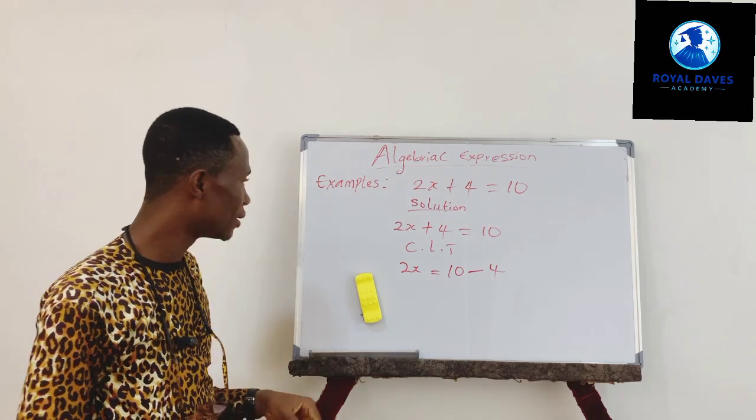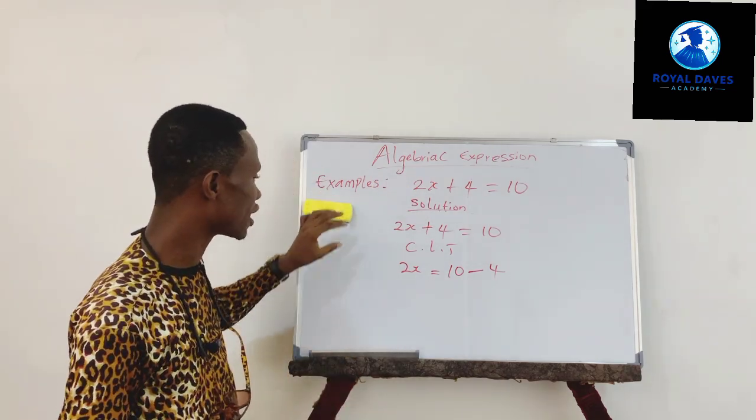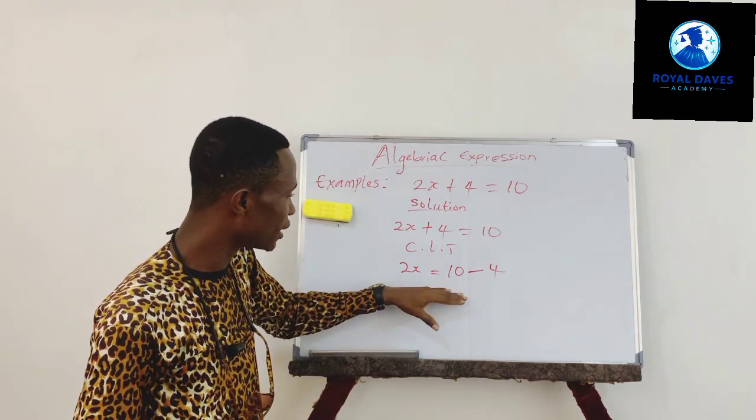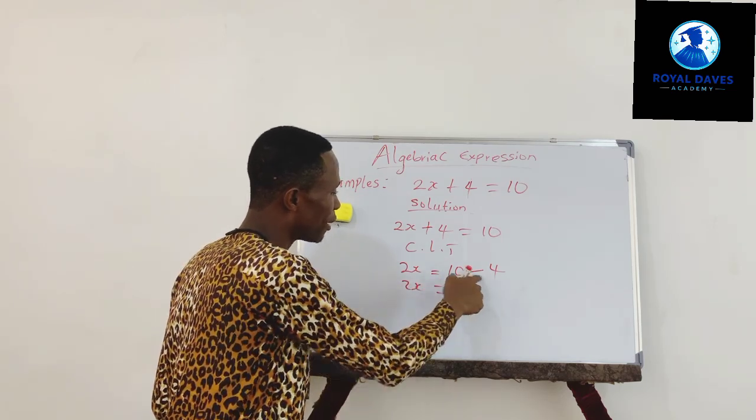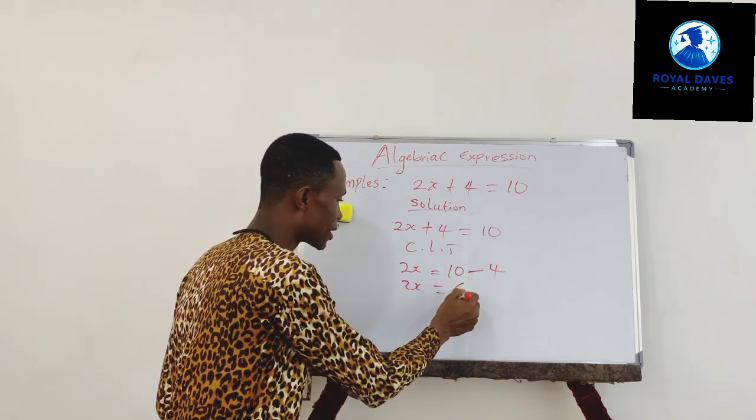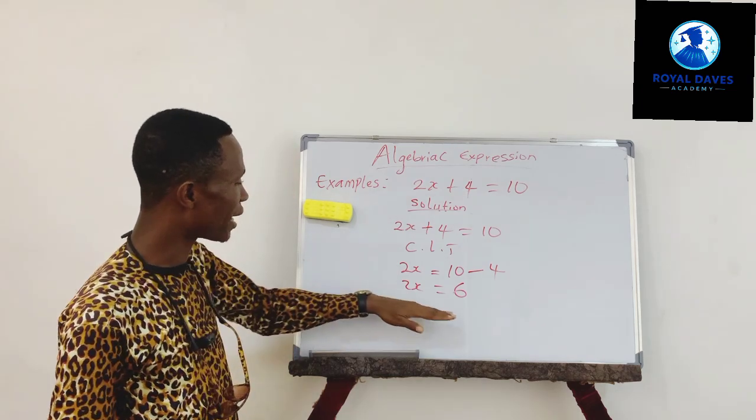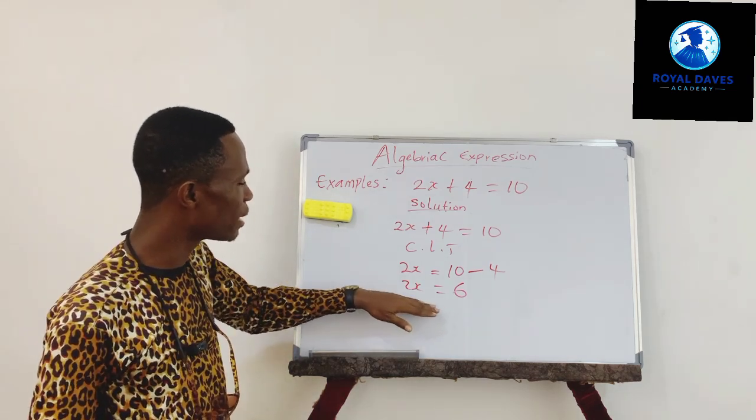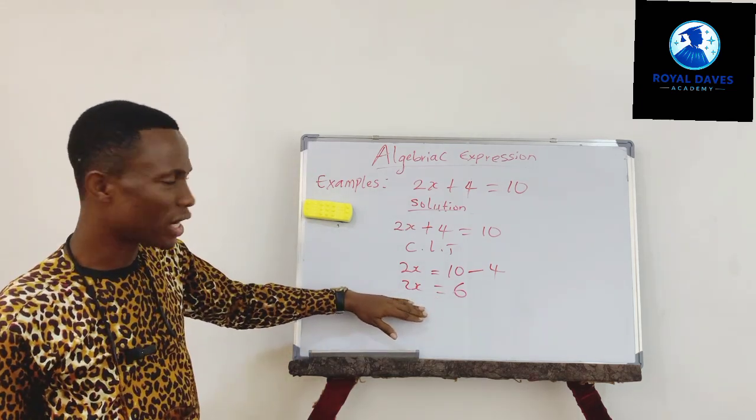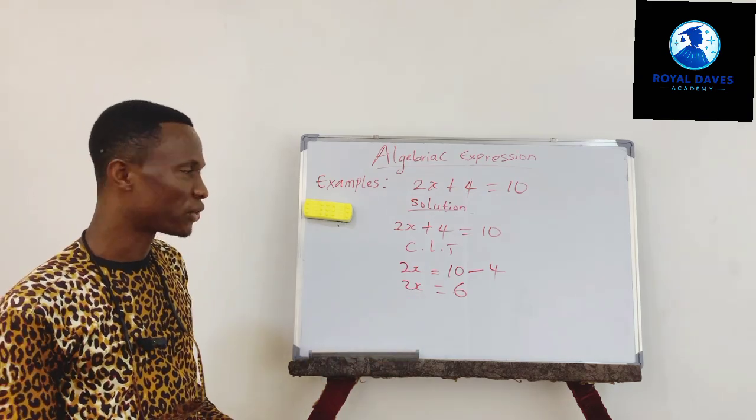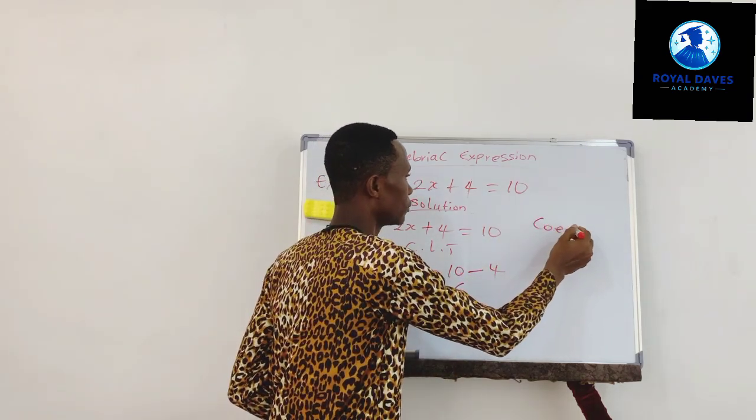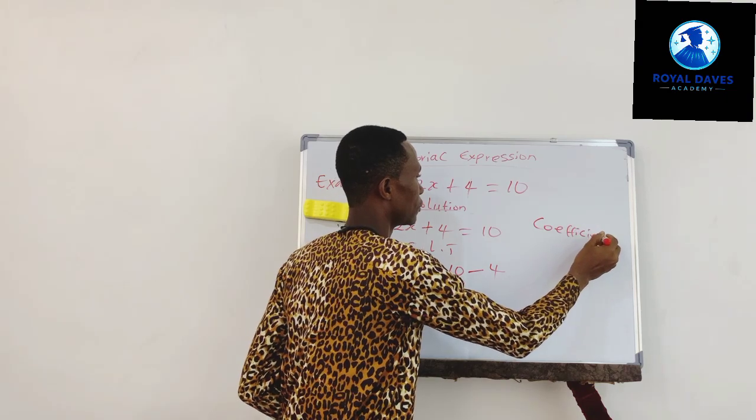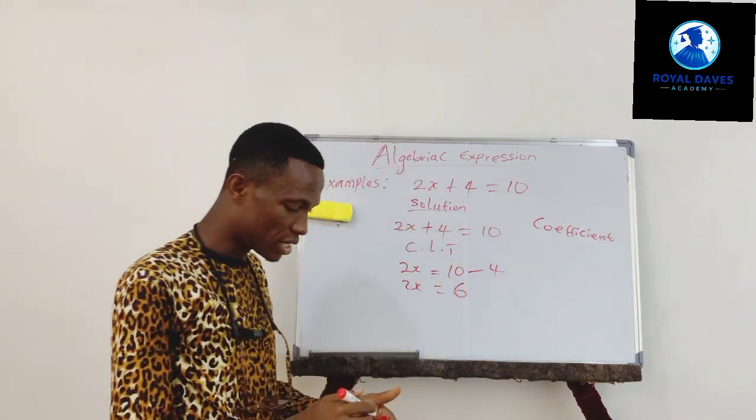Once you have done this, the next thing is we have 2x is equals to 10 minus 4. 10 you take away 4, we have 6. Now, once you arrive at this step, the next thing to do is to divide both sides by the coefficient of x. When we talk about coefficient, what is coefficient? Coefficient of x is 2.